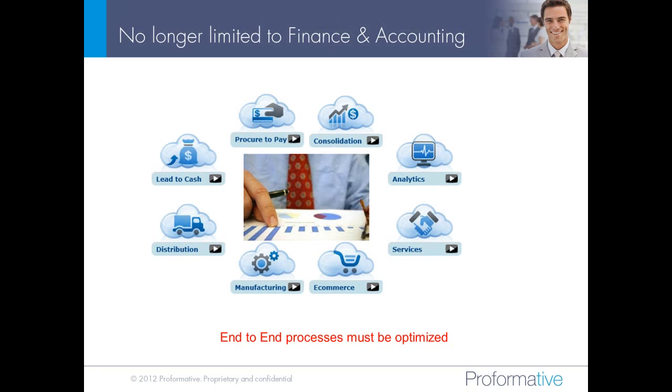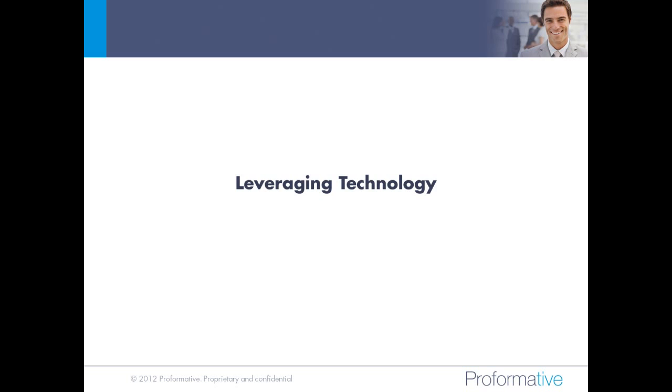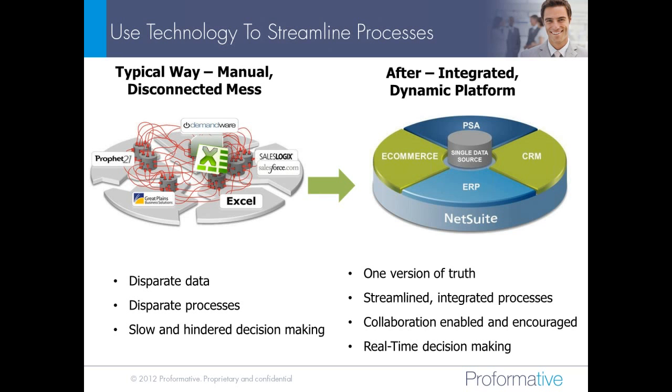So the problem is not only for finance and accounting, it's across the organization, whether it's a procure-to-pay process, whether it's consolidation, whether it's a lead-to-cash process. All these processes are maybe automated, but they're not optimized, and they don't work together with each other. That is a common problem. Like I mentioned, we are leveraging technology. A typical way is that you apply technology to solve one particular problem, and when you do that, you have multiple systems, you have data all over the place, and then you can't make decisions because you don't have real-time visibility to the data.